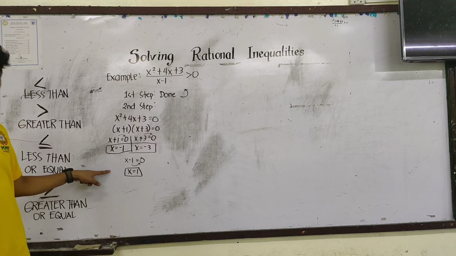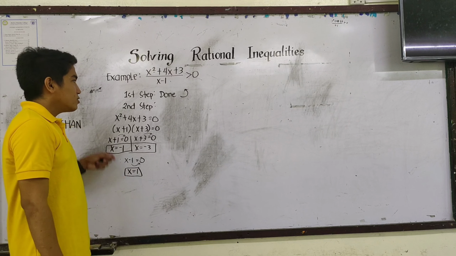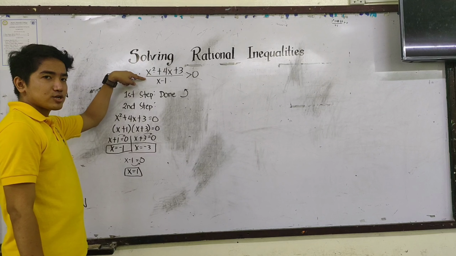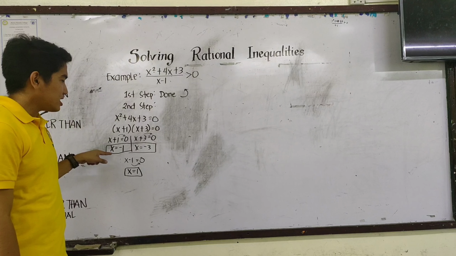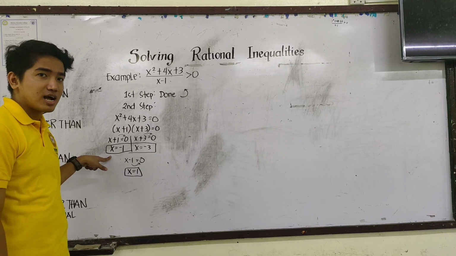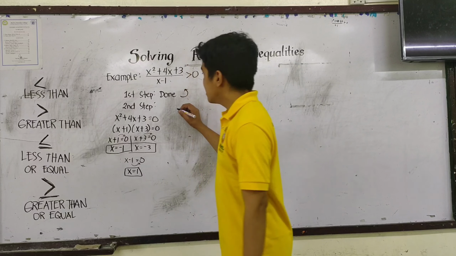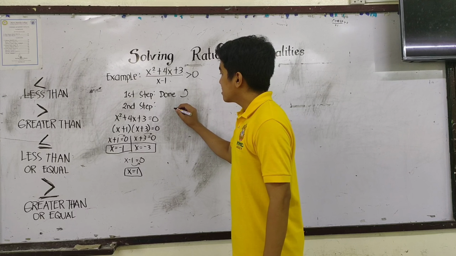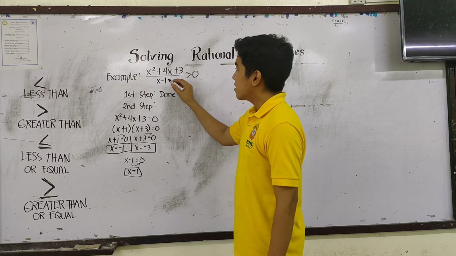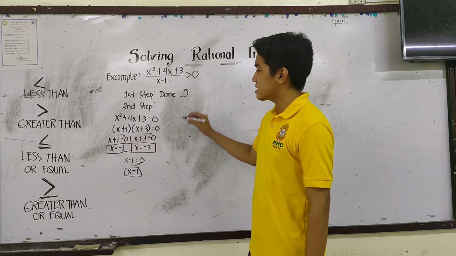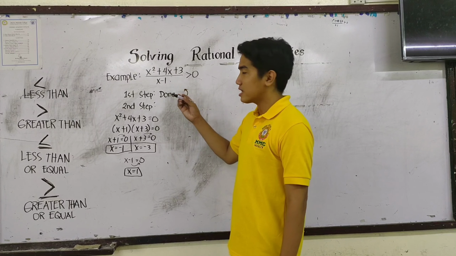So, next step naman, gagawin natin yung mga value na nakuha natin doon sa ating main equation para ma-check natin kung part ba sila ng solution. So, first, i-check natin si negative 1 kung part ba siya ng ating solution. So, we have, from our equation, x squared plus 4x plus 3 all over x minus 1 is greater than or equal to 0. So, substitute natin yung value ng negative 1 doon sa mga x ng ating main equation.